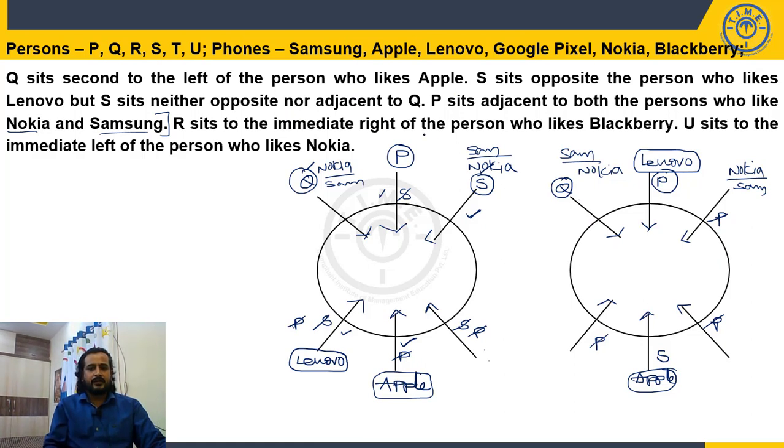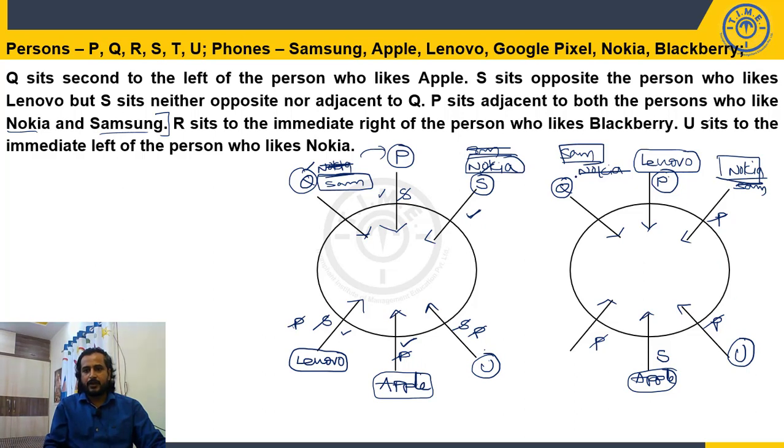Next, what is given? R sits to the immediate right of the one who likes BlackBerry, and U sits to the immediate left of the person who likes Nokia. Nokia is already in the arrangement, right? So let's check it. If it is a Nokia, immediate left should be U. Is it possible? No, it is already P. But U sits to the immediate left of the person who likes Nokia, so it cannot be Nokia. So this must be Samsung, and this must be Nokia. When it is Nokia, immediate left of Nokia will be U.